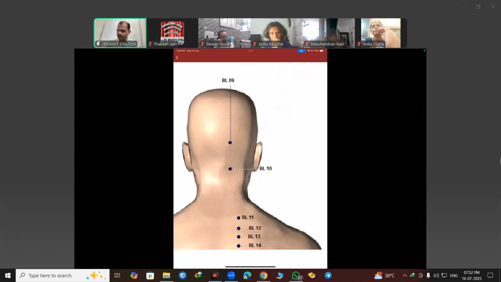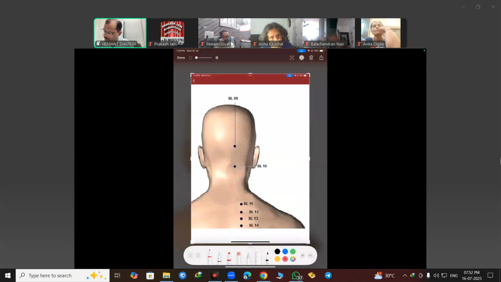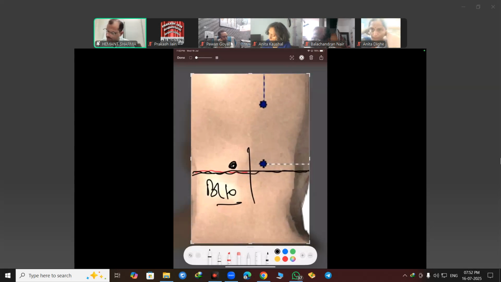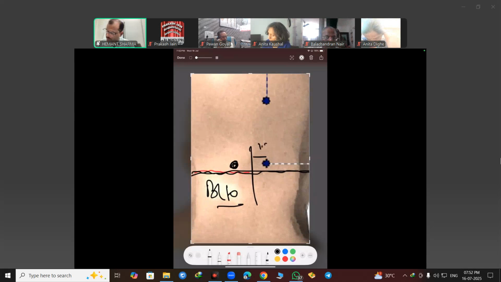So just first look at the location of Bladder 10 here. Suppose this is the hairline. It's half tune up, 0.5 tune up from the hairline, on both sides. That is the location of Bladder 10. From the center, it is 2 finger lateral or 1.3 tune lateral.